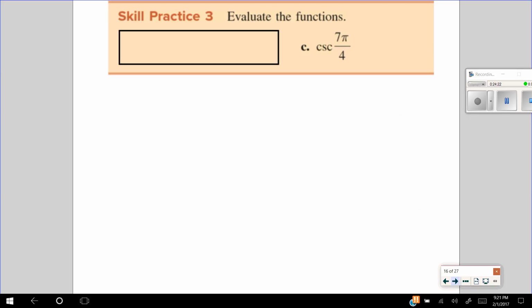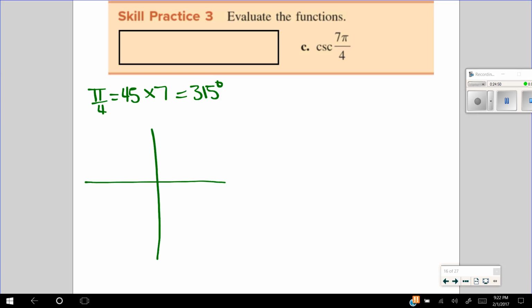Next one, cosecant of 7 pi over 4. I'm going to convert that real quick. So if I know that 1 pi over 4 is 45, multiply that by 7. So 45 times 7, I get 315 degrees. Sweet. Okay? So I'm going to sketch. 315 is going to be right about here.